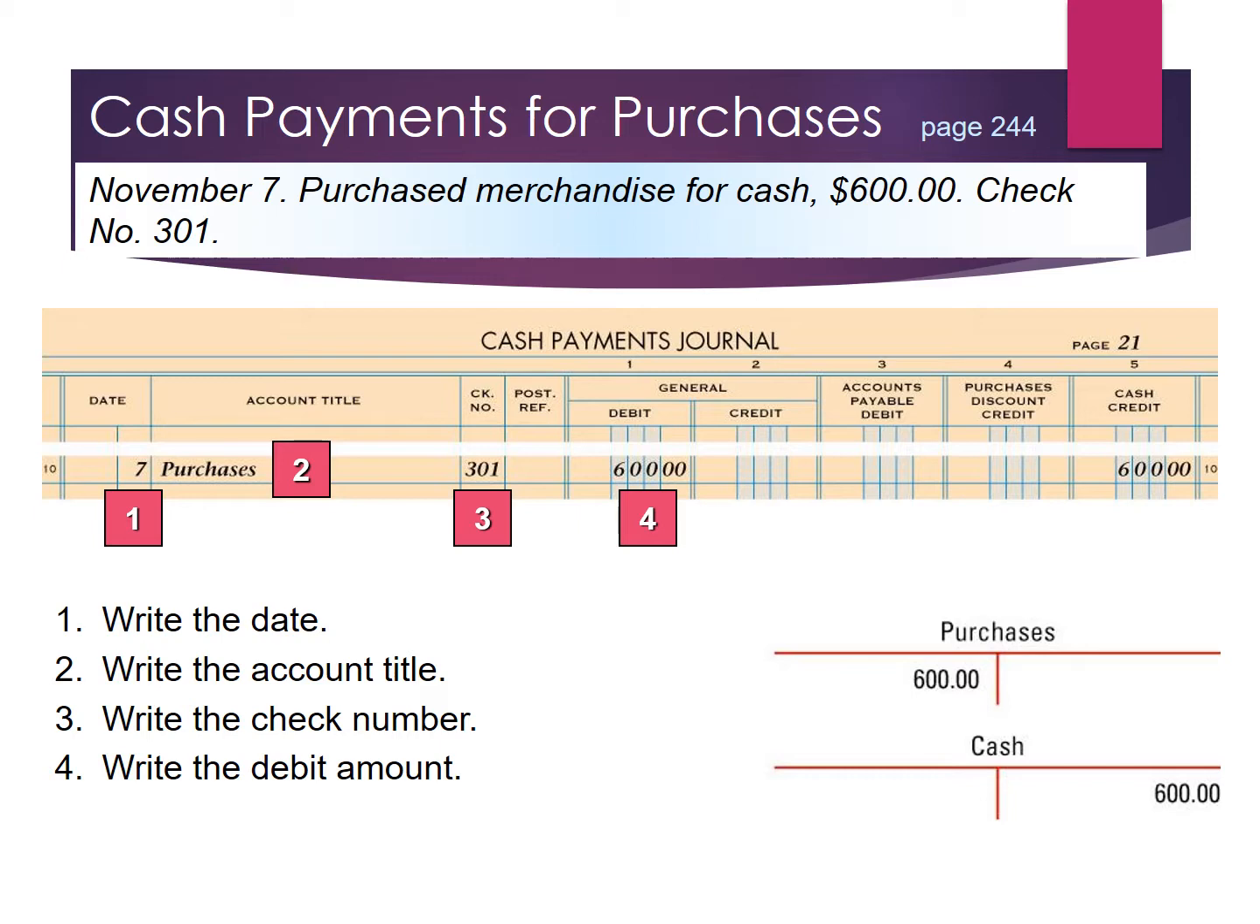Then we look at our second account, which is cash, which is to be credited for $600. Do we have a specialty column that will allow us to credit cash? We do. Column 5 lets us credit cash for $600. So we will write $600 in our cash credit column.